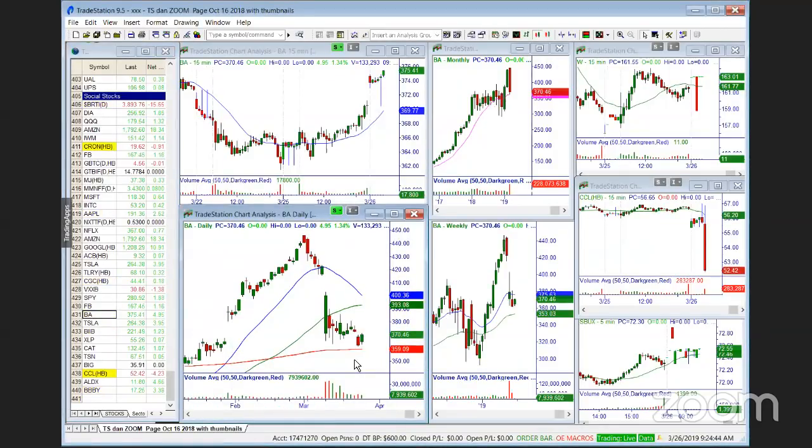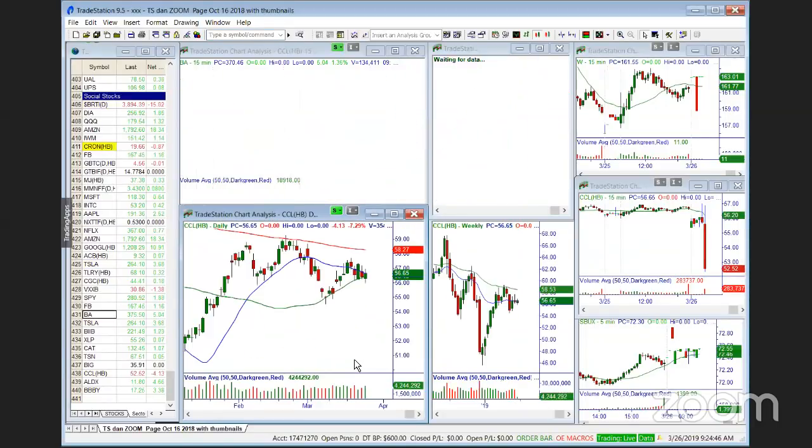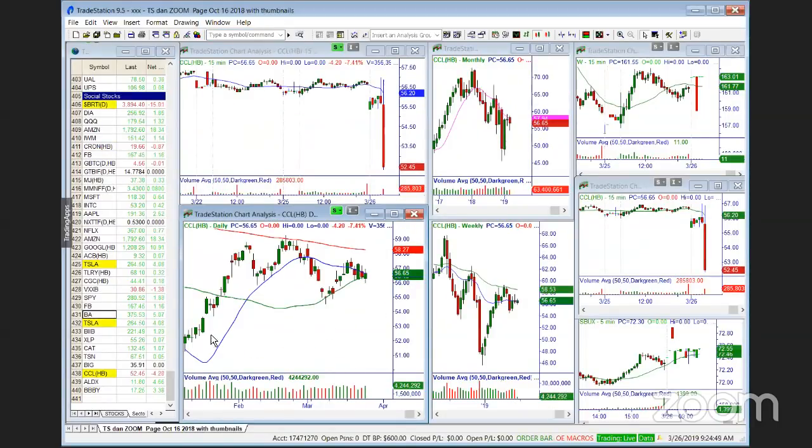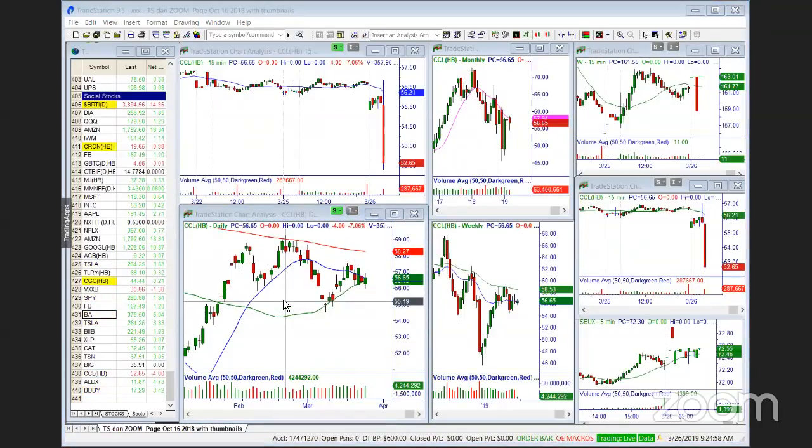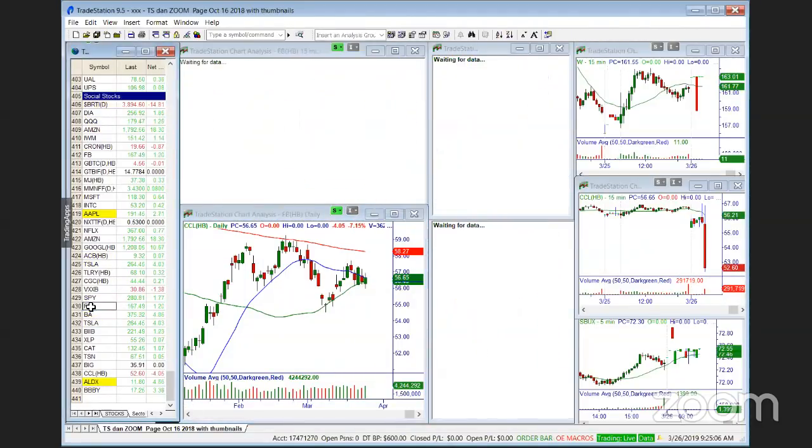Would you buy a put spread on CCL? No, I'm doing nothing with CCL. The gap is too excessive. If hypothetically, I mean, look at this weekly. Even a gap to 55, a 30-minute low might be okay, but the gap's too excessive. I have no interest in that.